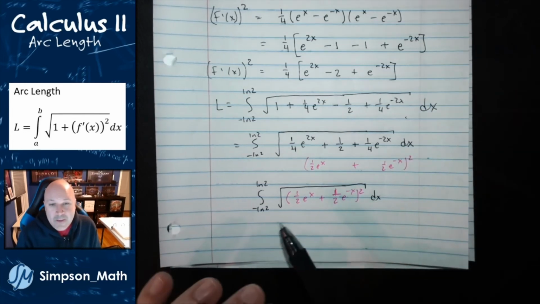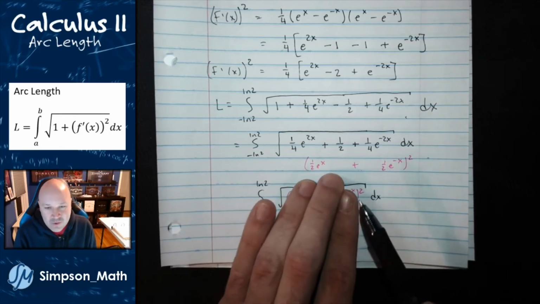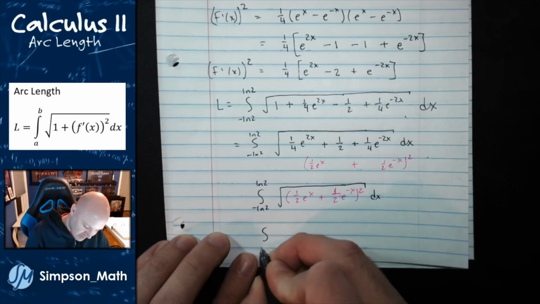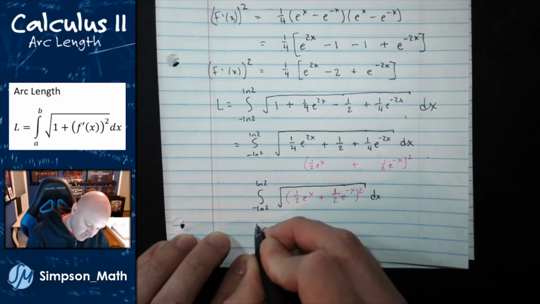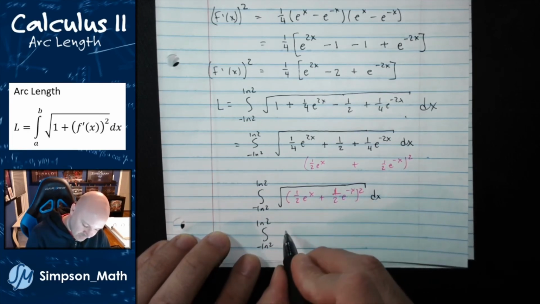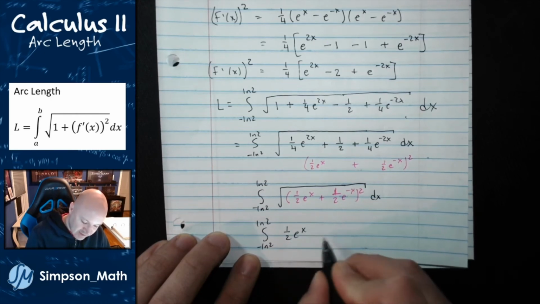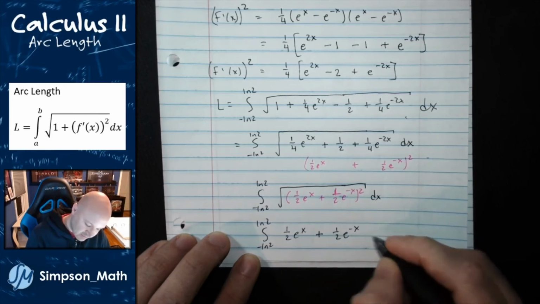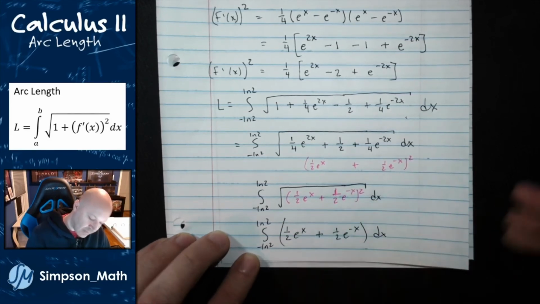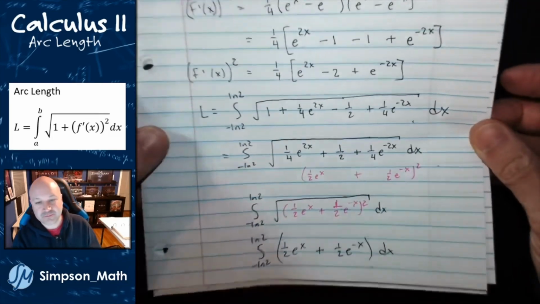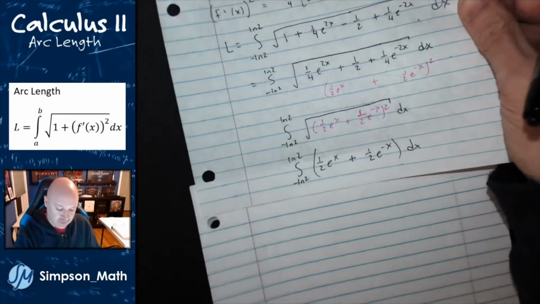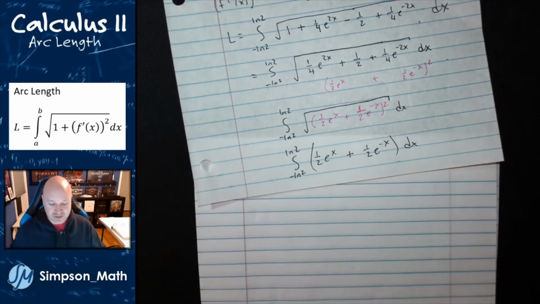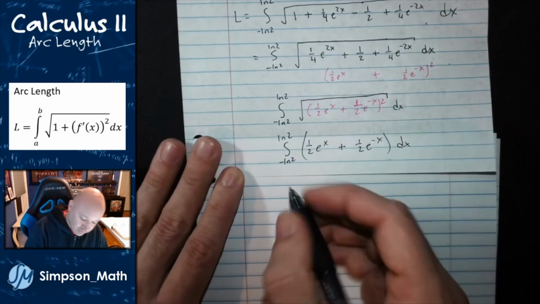All right. But if I can rewrite it as something being squared, then the square and the square root cancel each other out, and I'm just trying to integrate along that interval a half e to the x plus a half e to the negative x. I can do that. The arc length calculus 2 part is over. I'm now just doing some arithmetic.